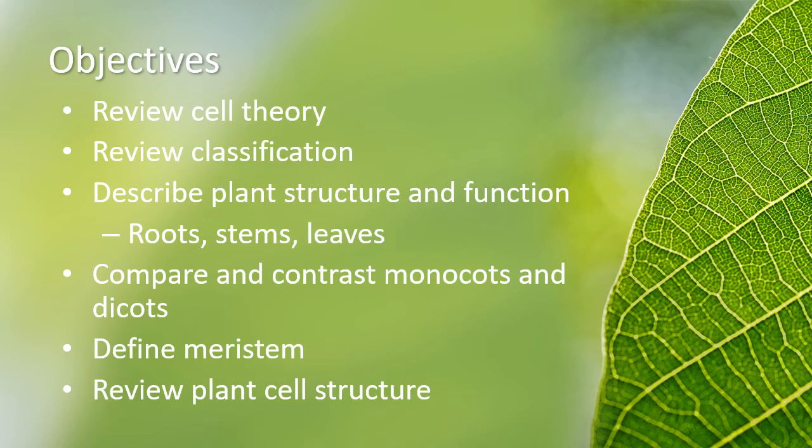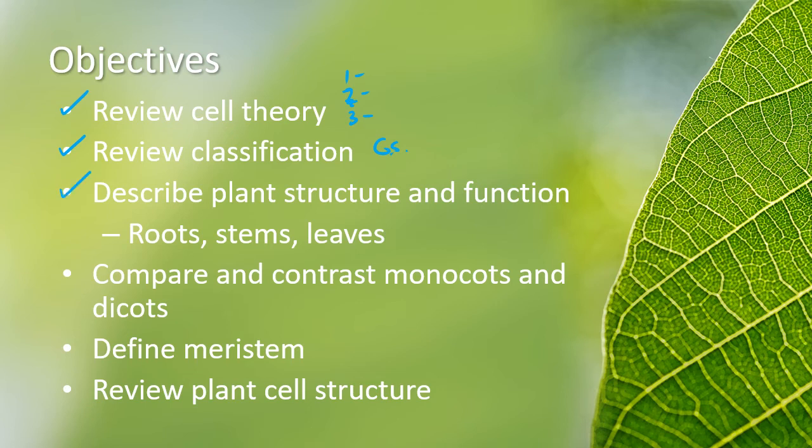And objectives accomplished. We reviewed cell theory, 1, 2, 3 things. All living things are composed of cells. Cells are the building blocks of all living things, and cells come from pre-existing cells. We reviewed classification. Remember that binomial nomenclature, genus, species is how we name things in science.